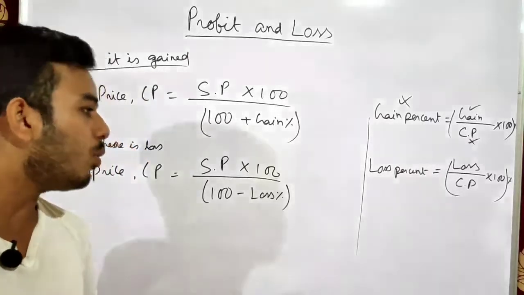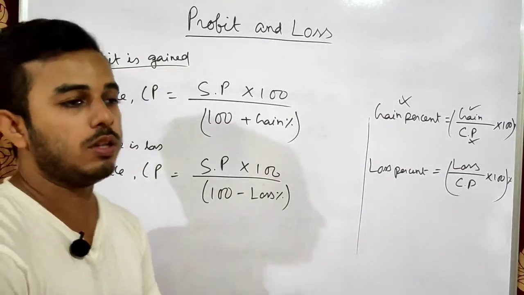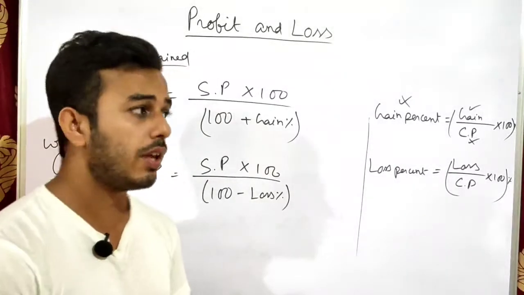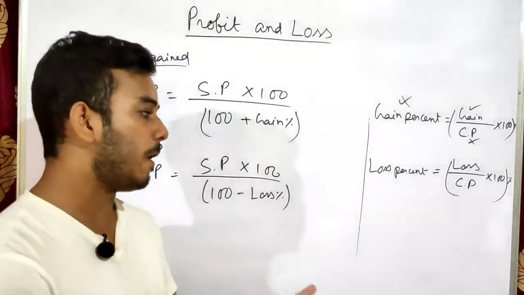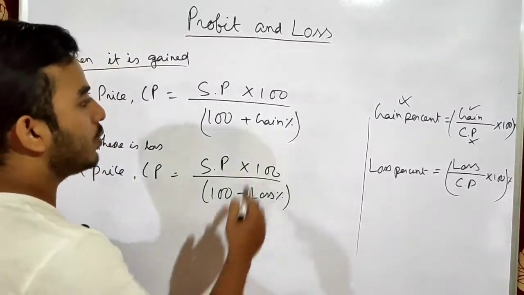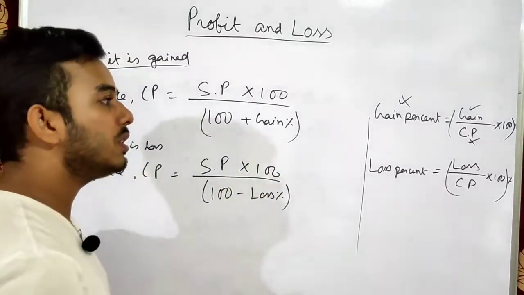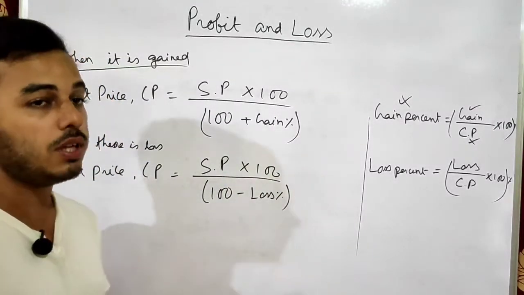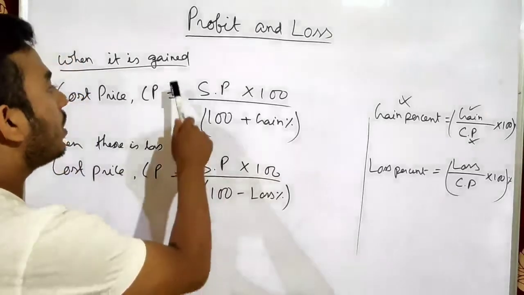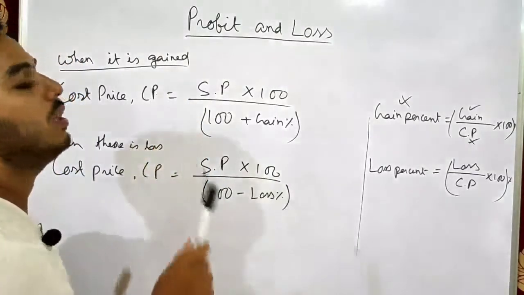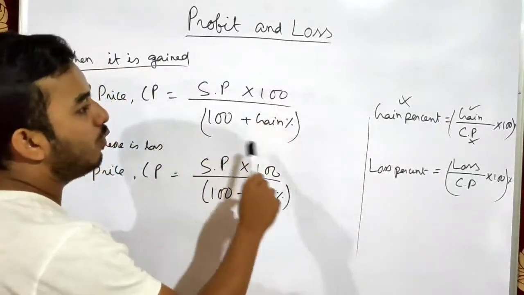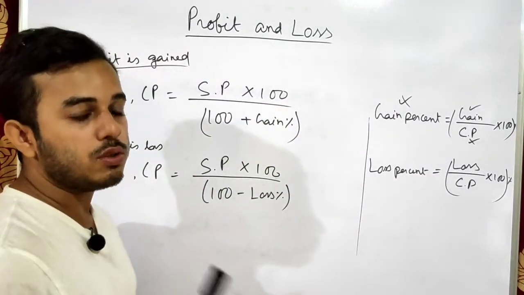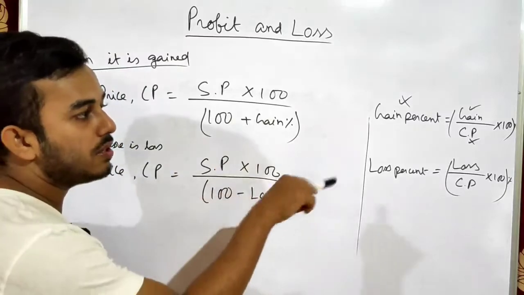Now you can think of another case. Here CP is given, now we have to find SP. So how to find it? CP is given as well as gain percent or loss percent is given. Now can we find SP? Yes, we can find SP. If you remember these two, then you can easily find out SP. These four and 2 more formulas you have to know. You have to write this in your copy.